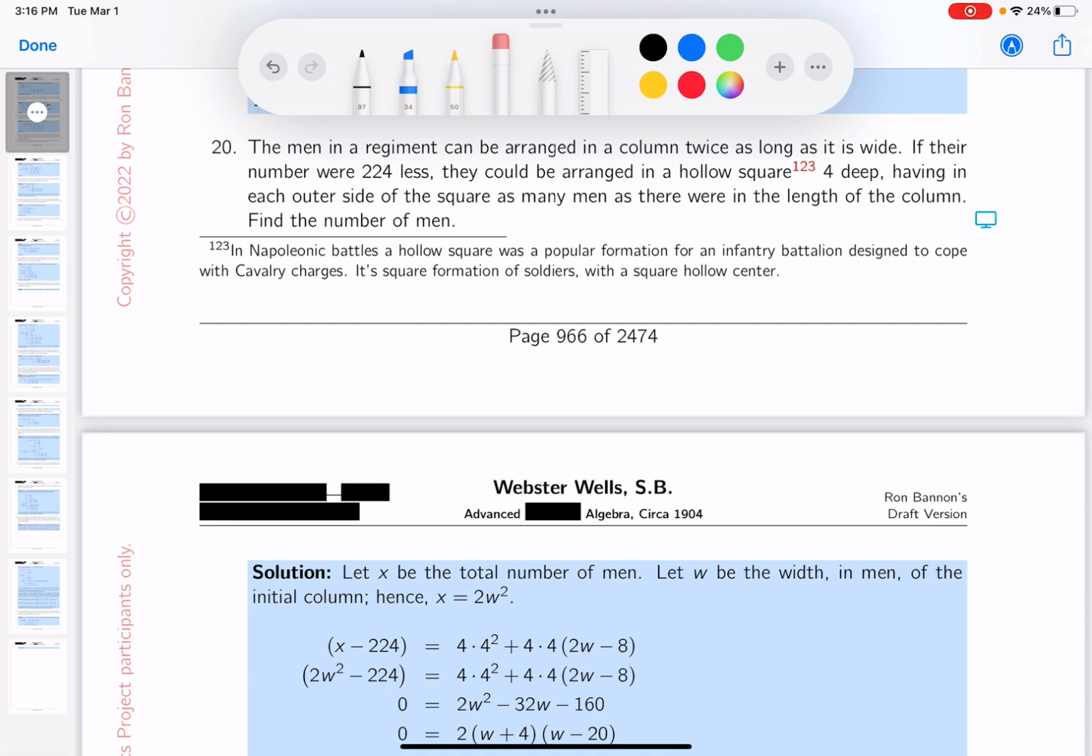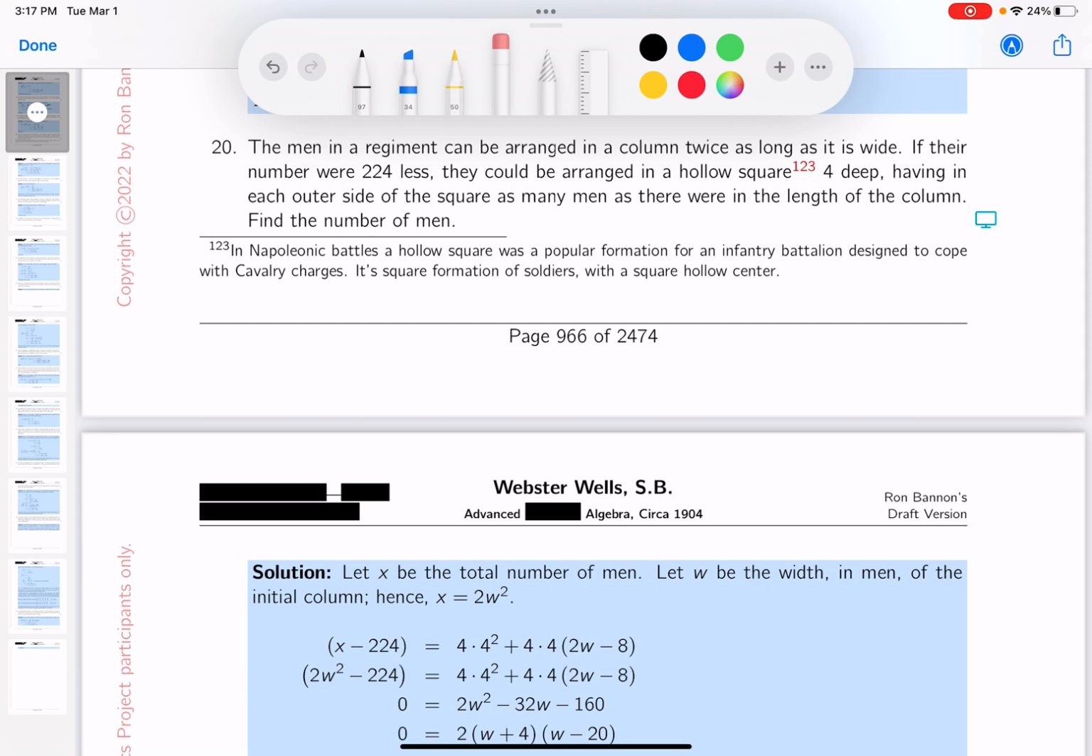Okay, it's considered to be a difficult problem. For one thing, people are not familiar with the concept here, but men in a regiment can be arranged in a column twice as long as it's wide. If their number were 224 or less, they could be arranged in a hollow square. I noticed a footnote there. I'll read it to you in a moment.